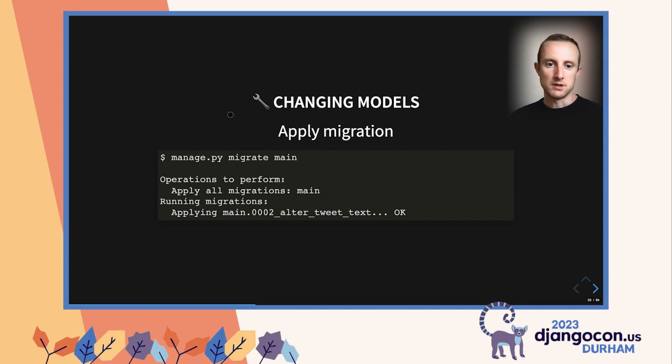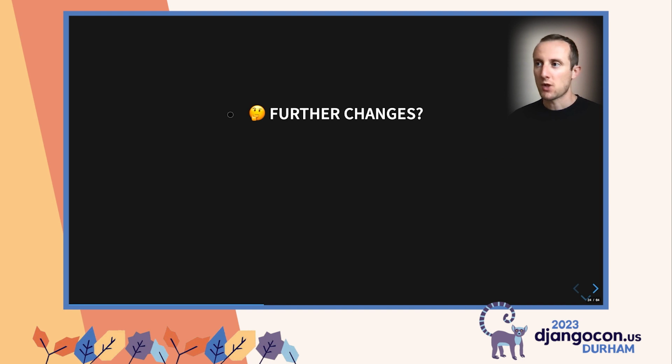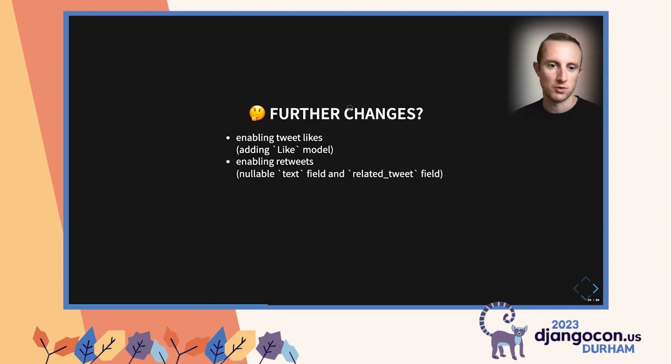Now the problem is, in the real world, what if we want to apply further changes? So for example, enabling tweet likes, adding for example a Like model, enabling retweets, for example a new label field text and related tweet field. Oh yeah, I forgot the related name for like tweet field, so I had to add it.